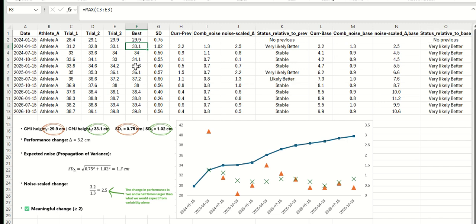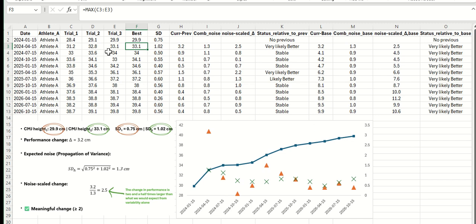So we're only comparing the current test to the previous test. In the next video, we'll look at how we can anchor that test to a fixed baseline, or indeed to the start of a block, and why that's important, as well as how to generate a graph so that you can look at the trend as well as the signal to noise ratio and whether those changes are meaningful.